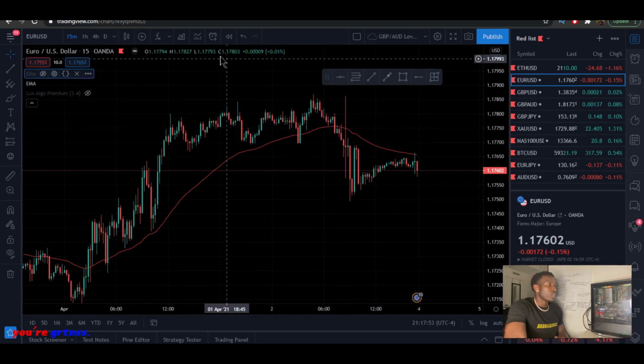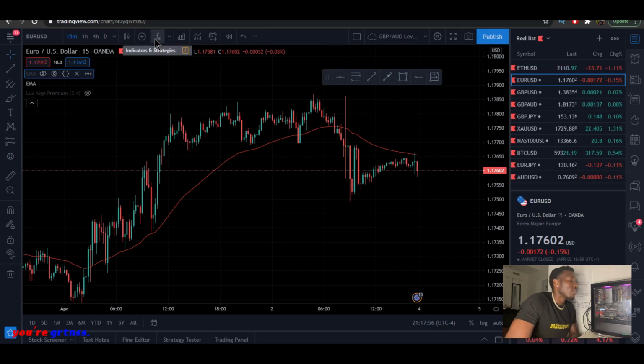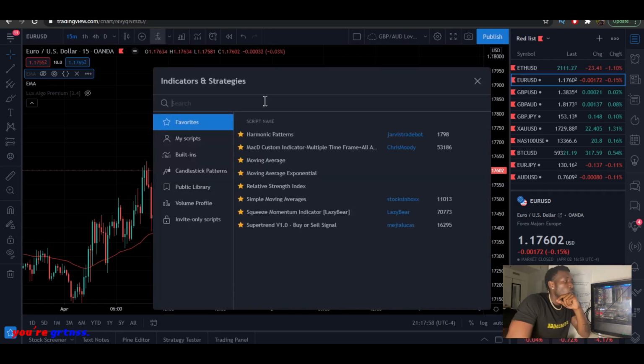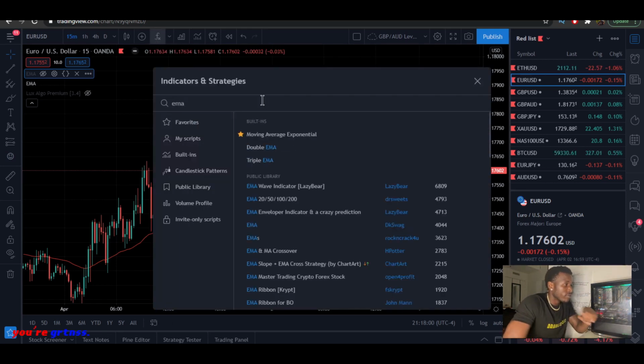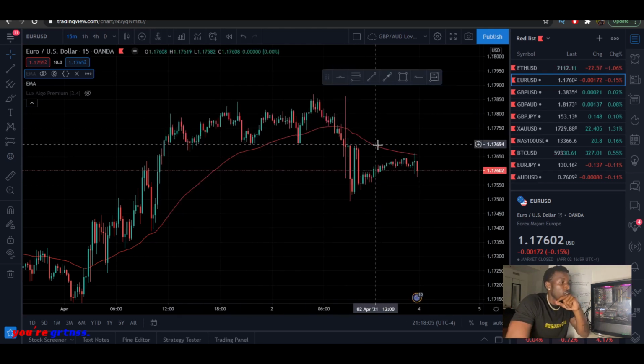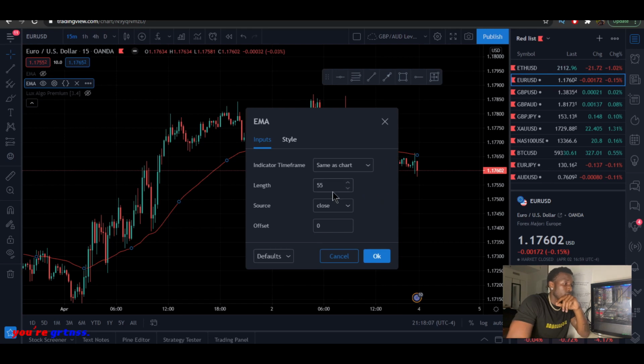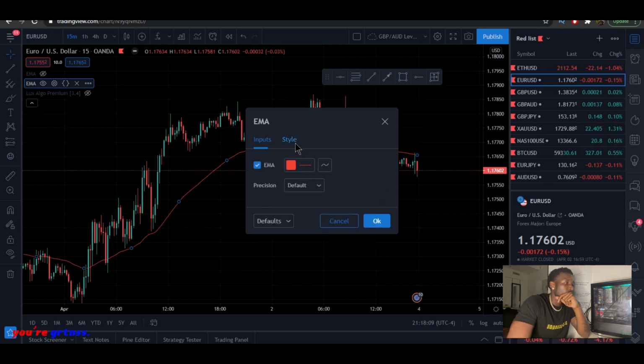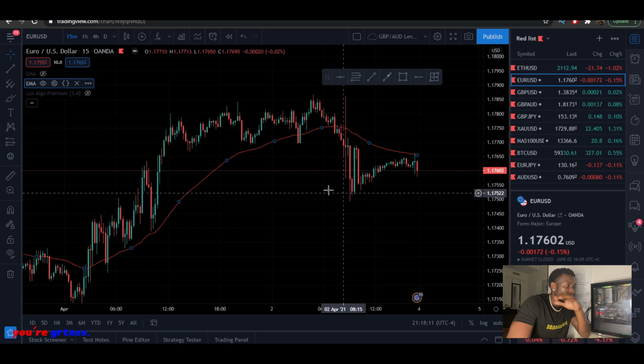So boom, how do you add an EMA? You're gonna go up here to this FX indicators. You're gonna click that. In the search, you're gonna just type in EMA, moving average exponential. You're gonna click on it. It's gonna come up. Double click the line, and for length, put 55. That's how you set it. And then style, you can change it to whatever color you want to.